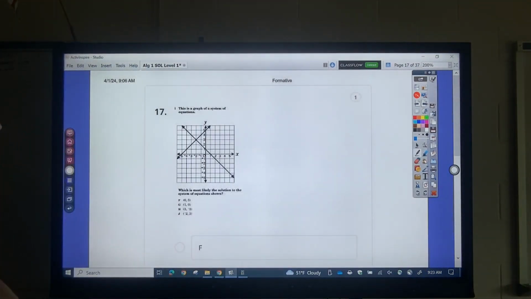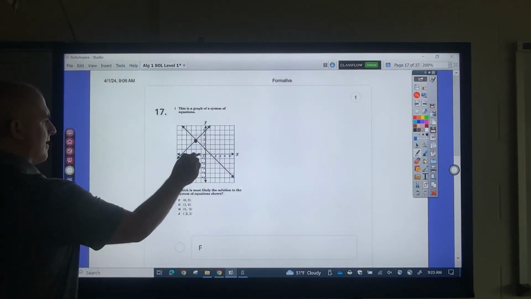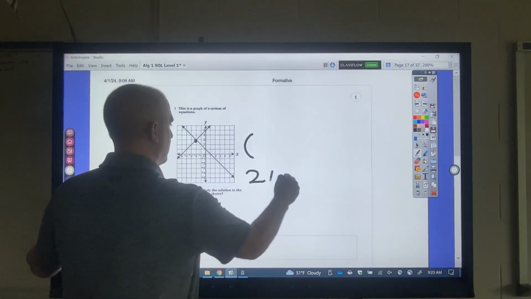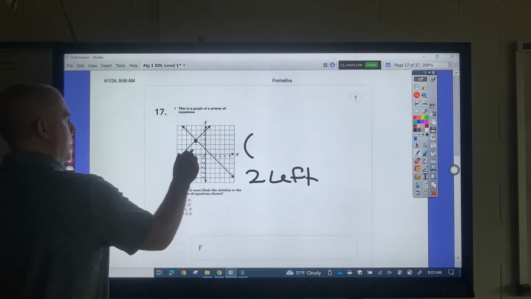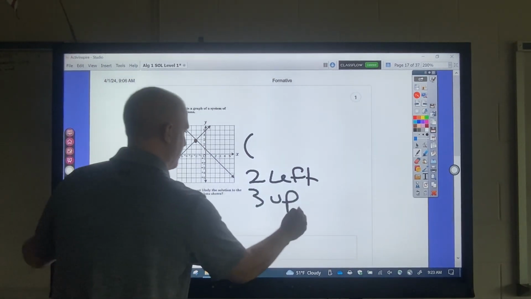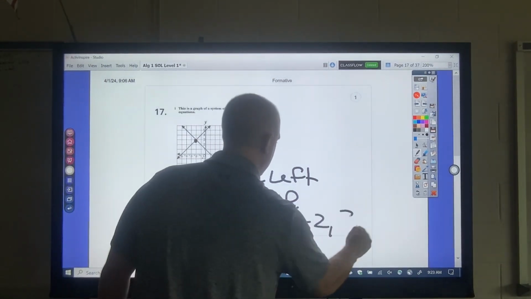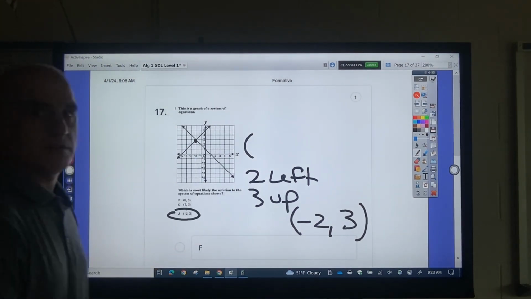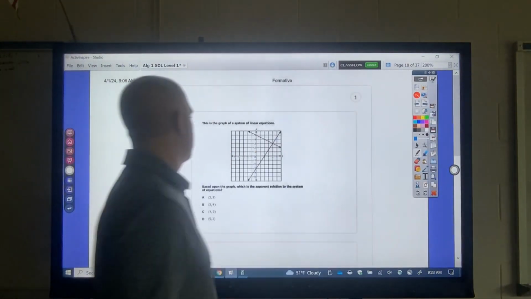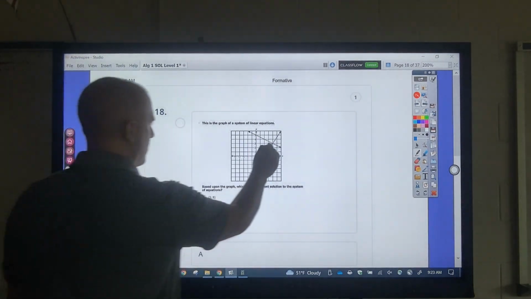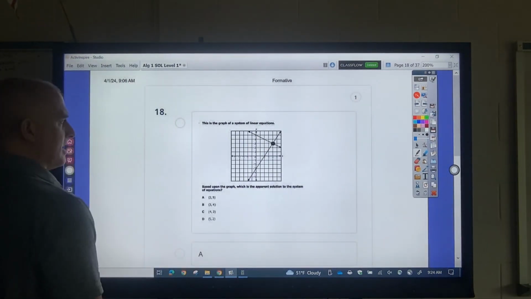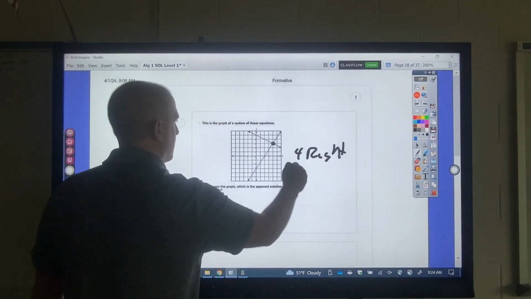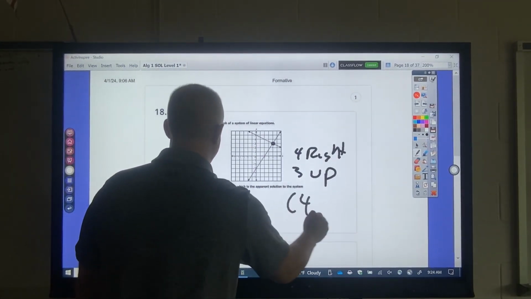What's the solution for that? That would be there. How would I get there? I start in the center, that's 2 left, and then 3 up. So what would that look like? Negative 2, 3. What's that one? Same deal here. That's right there. How do I get there from the center? 4 right, 3 up. So 4, 3.